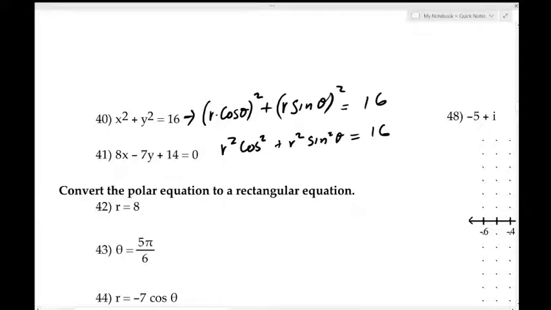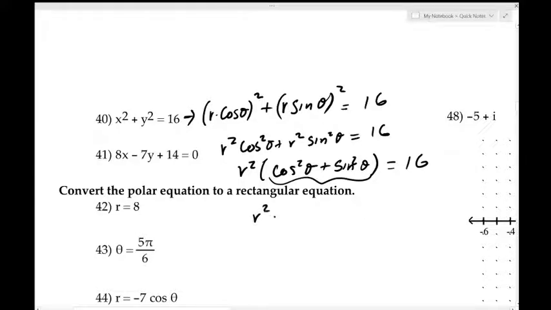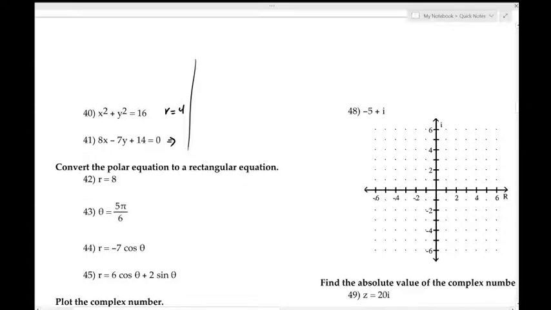Factor out the r squared, and we have cosine squared of theta plus sine squared of theta, all of that is equal to 16. And this right here is a Pythagorean identity, so we have r squared times 1 equals 16, and then r equals 4.